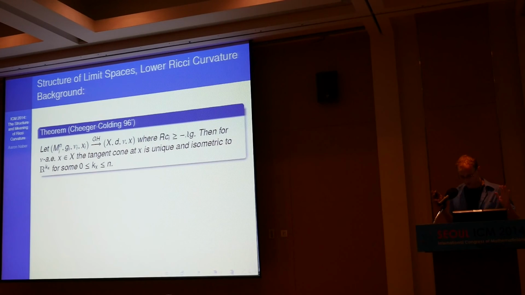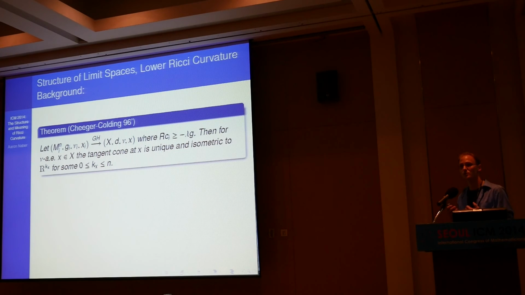So their main accomplishment in words was the following. They proved that if you consider such a metric space, something that arose as a limit, a space of lower Ricci bounds, then almost every point is infinitesimally Euclidean. More precisely, the tangent cones at these points are unique, and isometric to some Euclidean space.